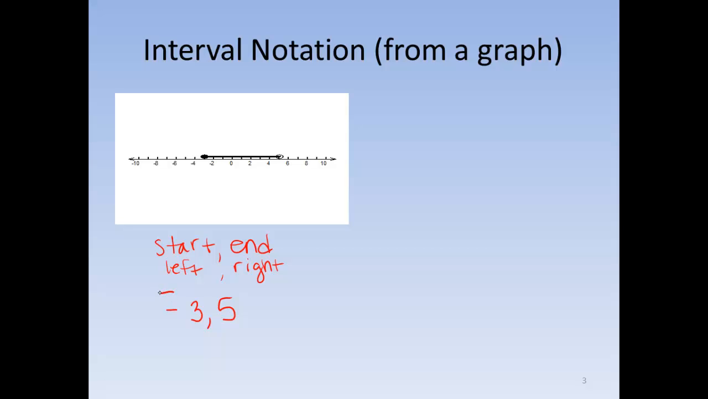Since we want to include the -3, we're going to use a closed bracket. So that means you want to include -3. The 5 is not included, and so we use the open bracket to say we don't want to include it. So we say from -3 to 5, the -3 is included, the 5 is not.